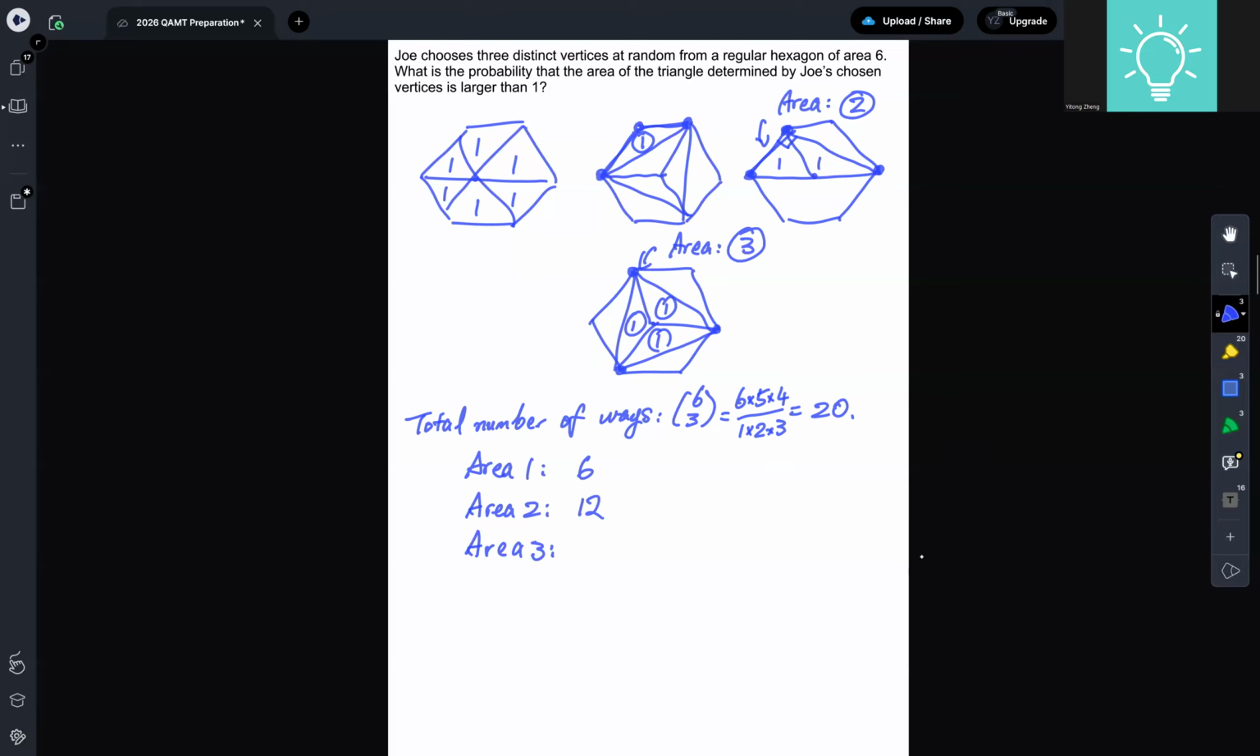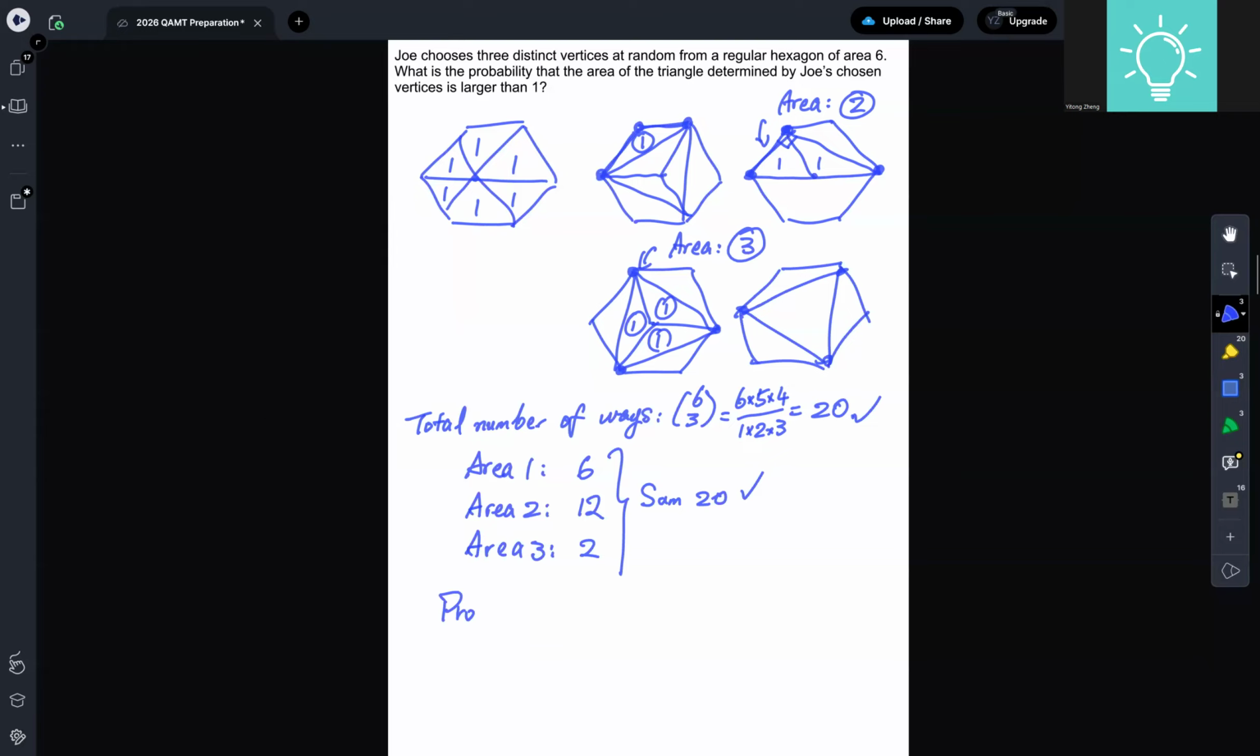For area 3, there's only 2 different possibilities. Apart from this one, the only other possible thing we can do is this one. There's only 2 possibilities. And you can double check that the sum of these is 20, which matches with that. So we can be sure that we have the right answer here.